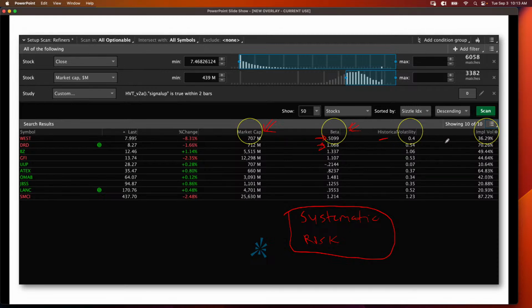Historical volatility versus implied volatility. Implied volatility is how the market is pricing stocks right now. Historical is how it priced them in the past. What's interesting to me is look at this. BZ has the highest beta. I guess OMAB has a high beta as well. BZ has a $5.5 million market cap. Historical volatility over 1.06, but implied volatility is just 49. That's an interesting trade to me.